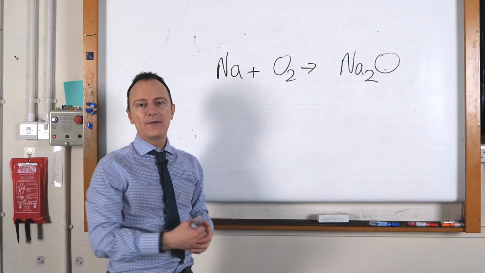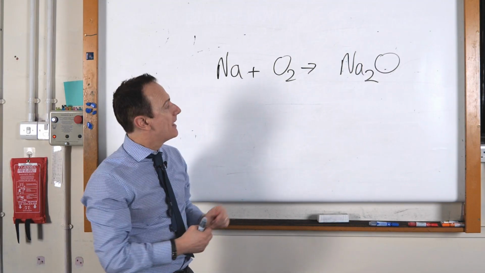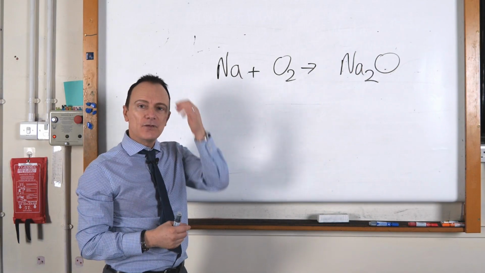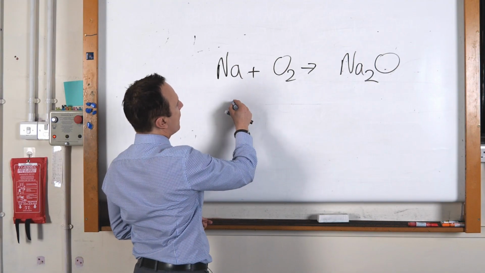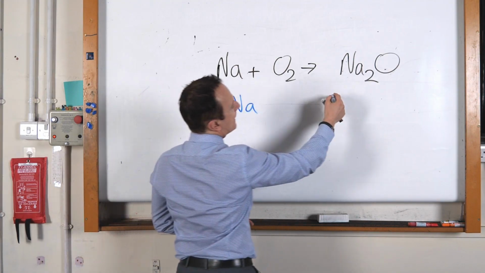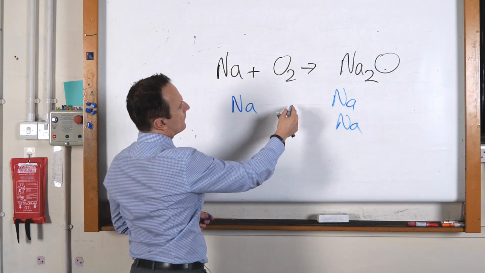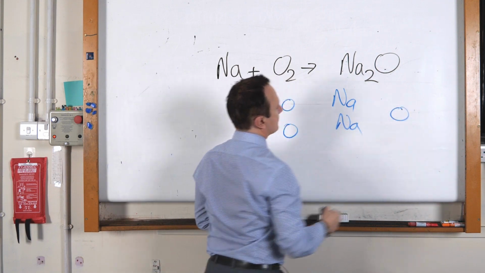What we're trying to do is get the same number of sodium atoms on each side in this case, and the same number of oxygen atoms on each side. So let's first of all see what we've got on each side. On the left we've got 1 Na, on the right we've got 2. On the left we've got 2 oxygens, and on the right we've only got 1.